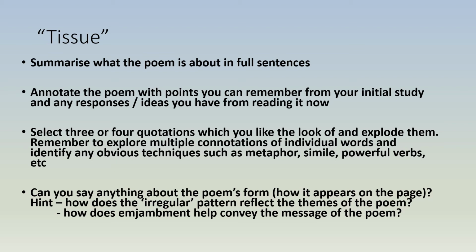So now then, can you say anything about the poem's form? Remember, form refers to how it appears on the page. So I've just given you a little hint there. How does the irregular pattern reflect the themes of the poem? How does enjambment help convey the message of the poem? So in terms of the form, the poetic voice here is elusive. It has focus on humanity in general rather than a specific person or speaker. We've got a lack of regular rhythm or rhyme, and the enjambment across the lines and the stanzas gives the poem freedom and openness, reflecting the narrator's desire for freedom and clarity.